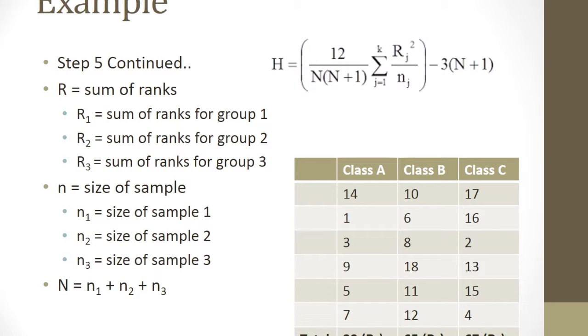Continuing with step 5, we will next determine the variables used in the equation. Capital R equaling the sum of ranks, R1 equaling the sum of ranks for group 1, R2 equaling the sum of ranks for group 2, and R3 equaling the sum of ranks for group 3. Lowercase n equaling the size of the sample, n1 equaling the size of sample 1, and so on and so forth. Capital N equaling the sum of the size of the samples. To the right is a table with the values of each rank and the total sum of ranks for each group.